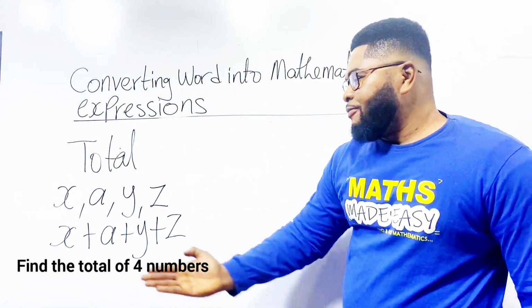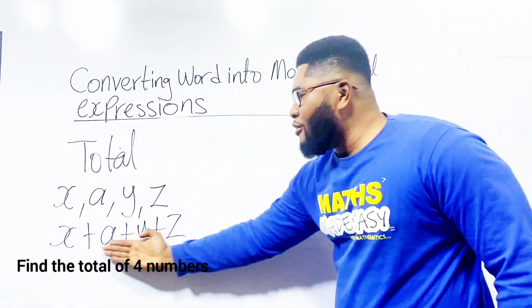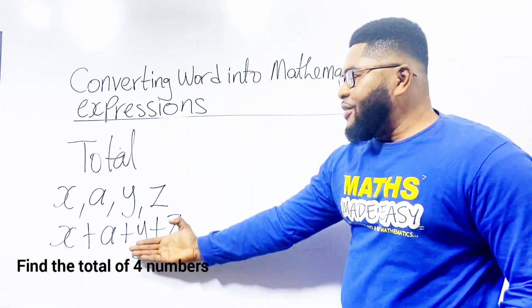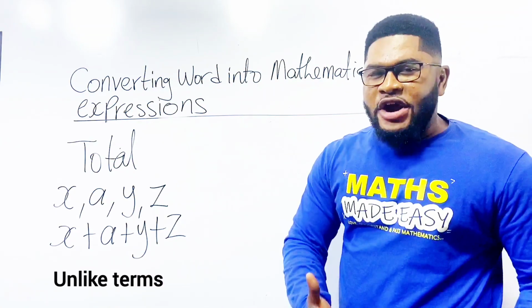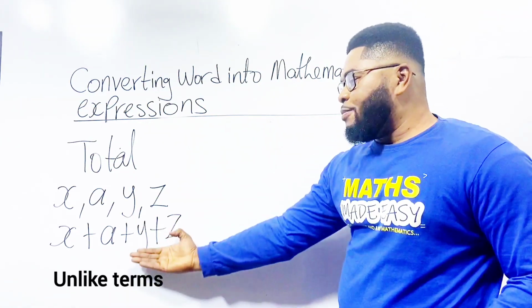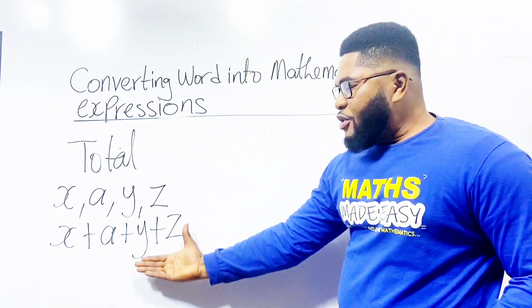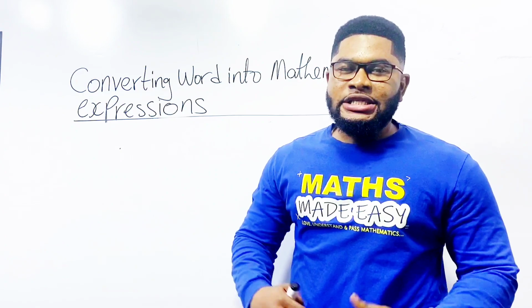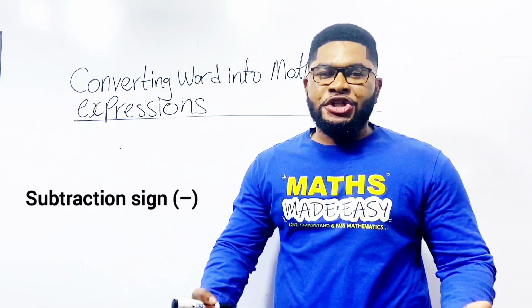Please remember that we can't get a simpler form of x plus a plus y plus z because they are all variables and they are not like terms. If variables are not like terms, they will not be able to add. So the expression will remain as we have here on the board. Thank you very much. Let's now take a look at the subtraction sign.